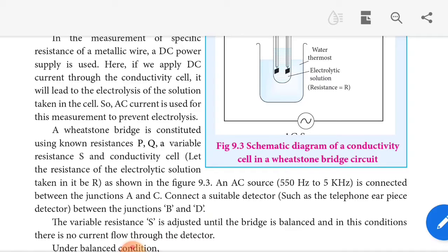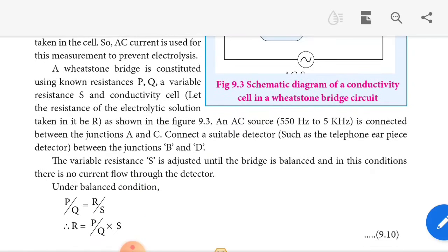So AC current is used for the measurement to prevent electrolysis. The formula for the balance condition: the variable resistance S is adjusted until the bridge is balanced, and there is no current flow through the detector. At balance, P by Q equals R by S. Therefore R equals P by Q into S.